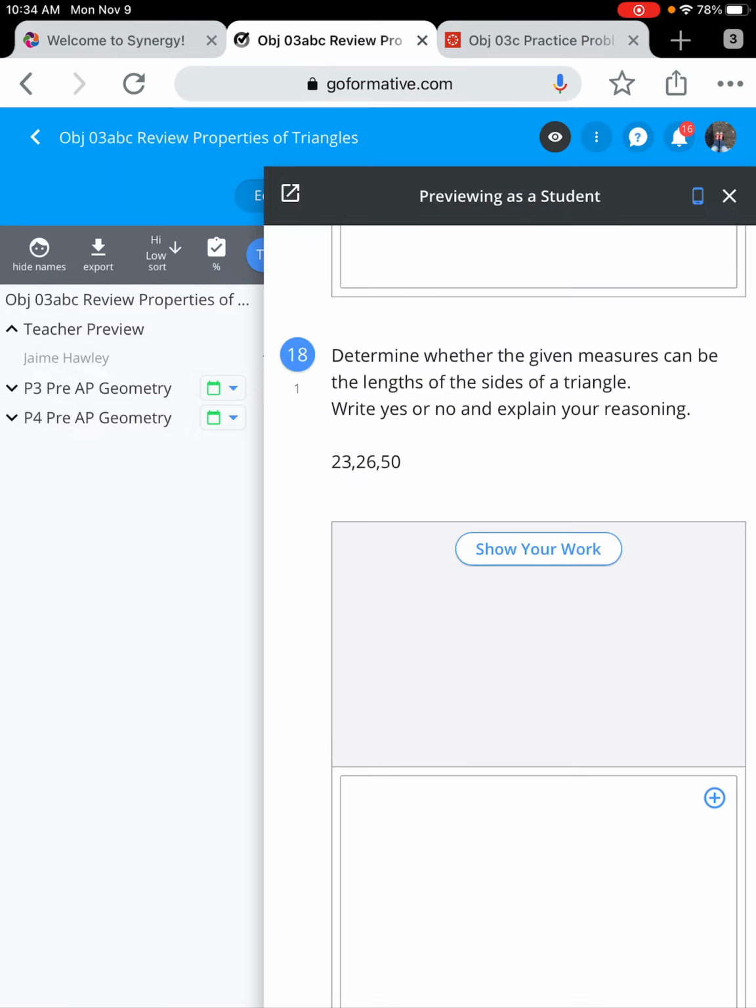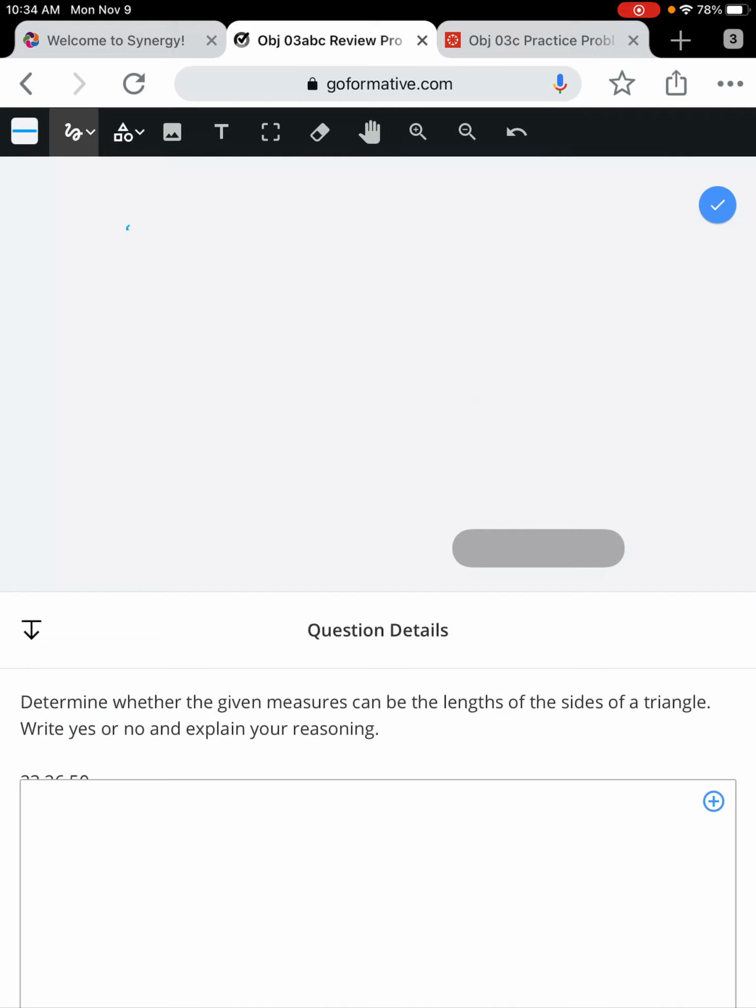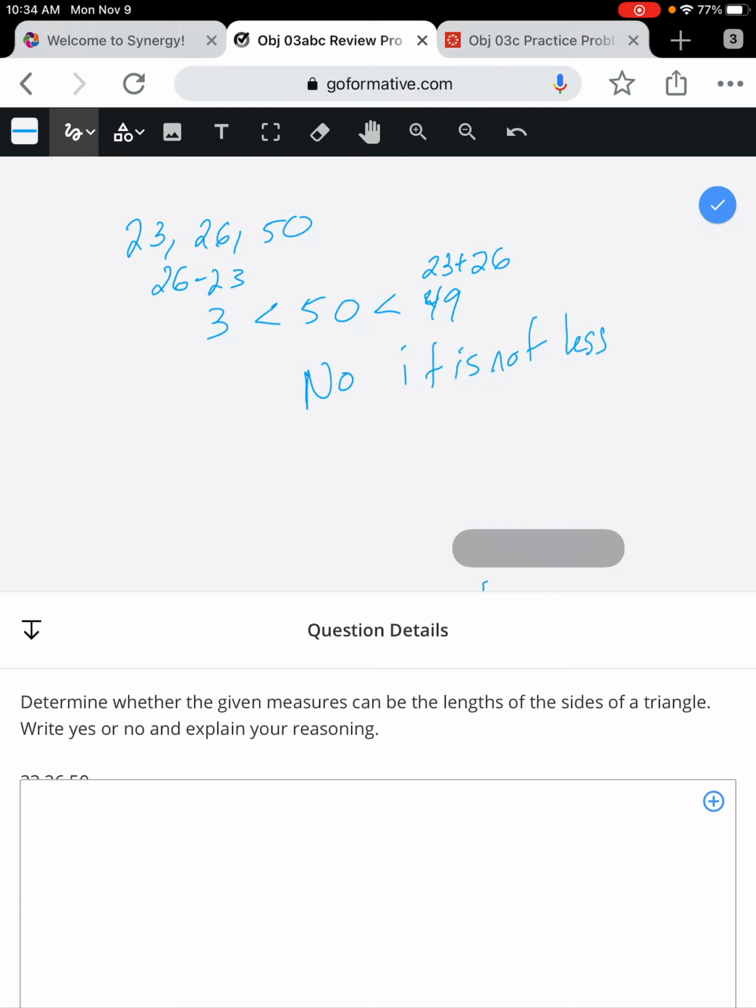Number 18. Determine whether the lengths can form a triangle. For this one it's 23, 26, 50. So 50 has to be greater than the difference, 26 minus 23, which is 3, so that does work out, and less than the sum, which is 23 plus 26, which is 49. It is not, no, because it is not less than the sum of the other two sides.